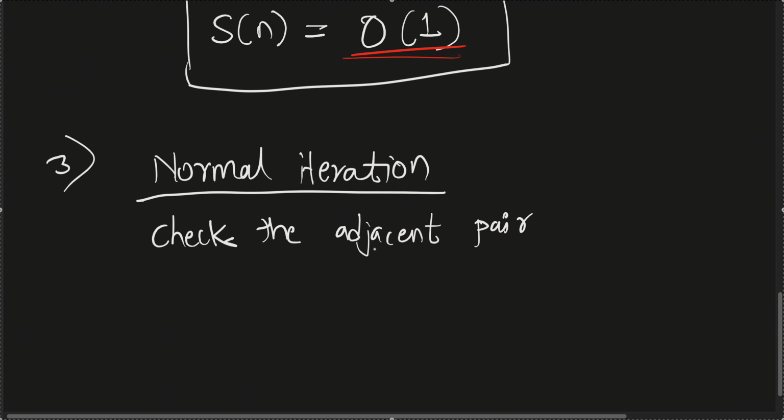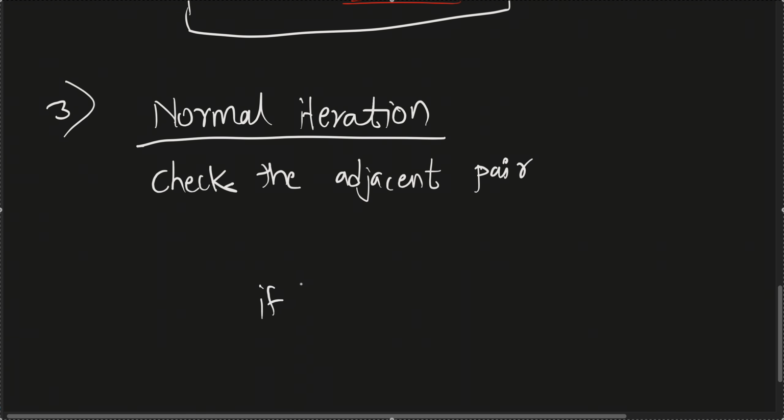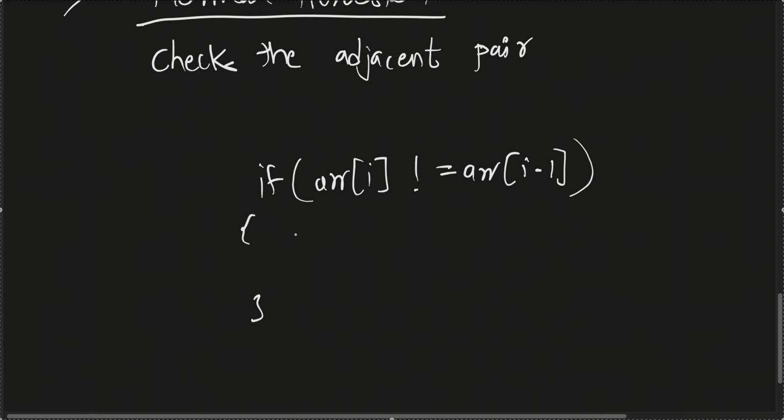Since duplicates are adjacent to each other, as they have already given in the note, we can write the condition: if array of I is not equal to array of I minus 1, the previous element, then array of I is the unique element, because the note is saying that the duplicate elements are always adjacent. So if it is not equal, then array of I is the unique element, right?